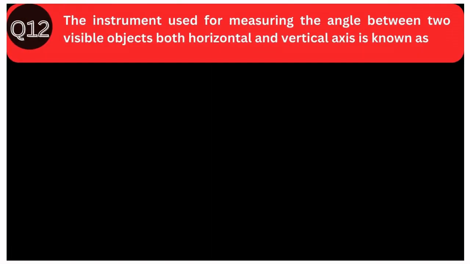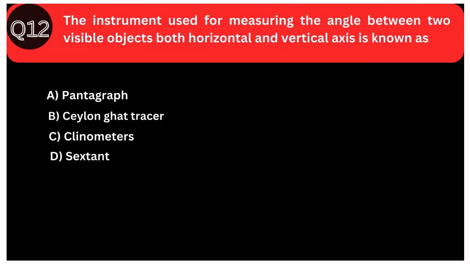The instrument used for measuring the angle between two visible objects, both horizontal and vertical axis, is known as. Option A, pantograph. B, Ceylon ghat tracer. C, clinometer. D, sextant. Answer D, sextant.